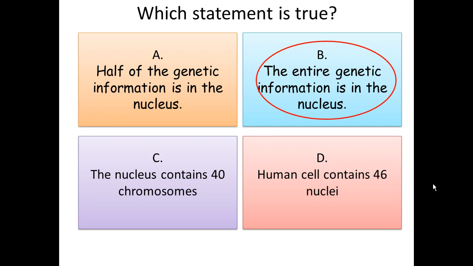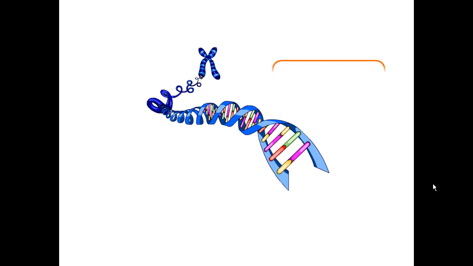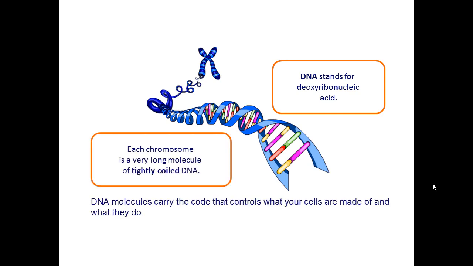Okay, so let's move on and try to understand what DNA stands for. DNA stands for deoxyribonucleic acid. The chromosome is this structure here, and it is the way the DNA is arranged inside the nucleus of your cells. Each chromosome is a very long molecule of tightly coiled DNA. DNA molecules carry, as we said in the last lesson, the code that controls what your cells are made of and what they do.